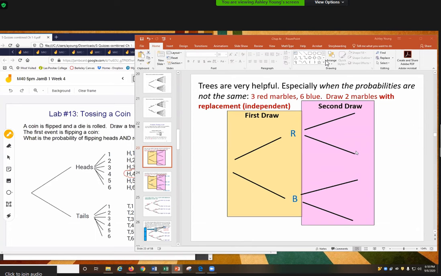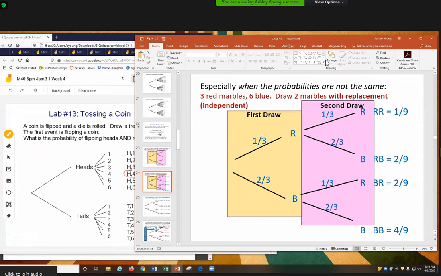Guys, what's the probability I draw a red marble, the first one? I have 3 red marbles out of how many total? 9. Yep. So 3 out of 9. That reduces to 1/3. So I'm just going to do it like that. It's a little bit simpler. So 1/3 chance of red, 2/3 chance of blue.